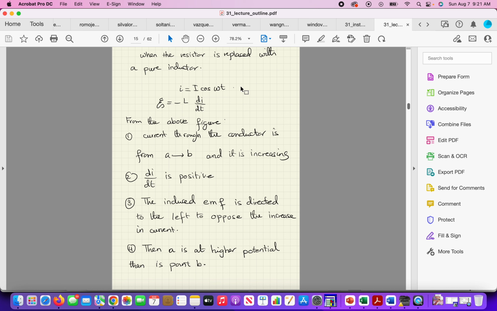Now, when the resistor is replaced with a pure inductor, we know that the current is I = I cosine omega t, and then there is an EMF that is created in the opposite direction, minus L di over dt. From the above figure, the current through the conductor is from A to B, and it is increasing.